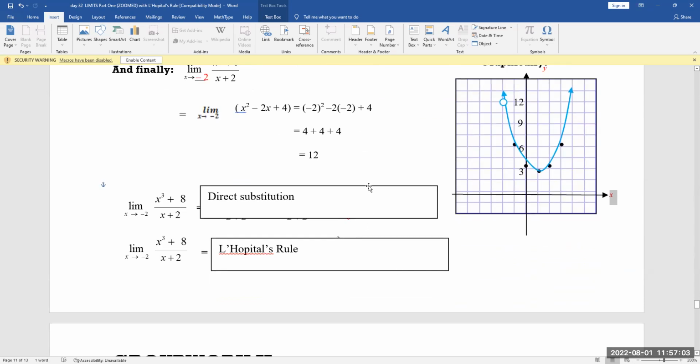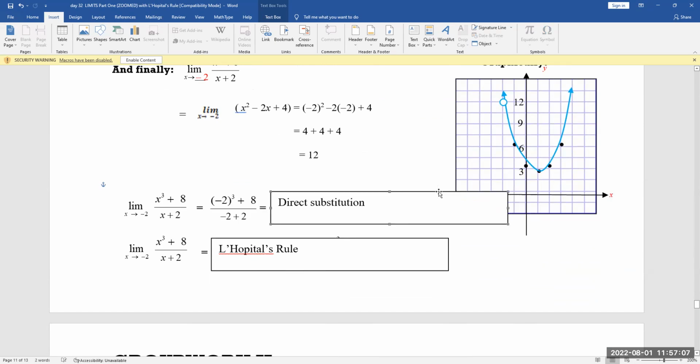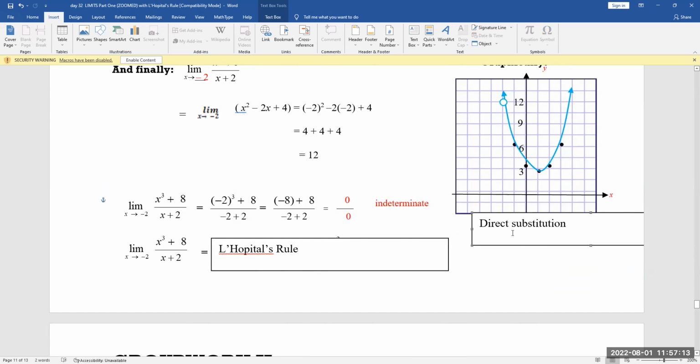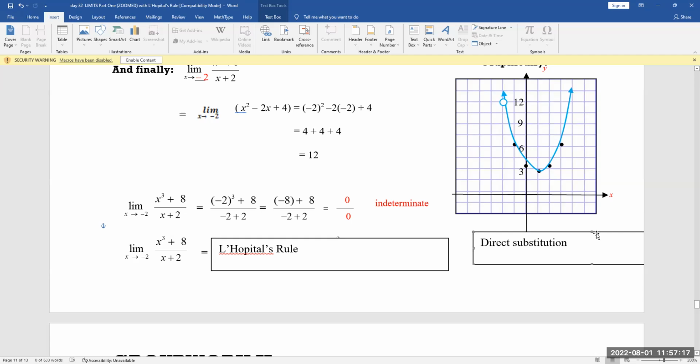If we directly substituted in -2 to begin with, you get -8 plus 8 over -2 plus 2, which is 0 over 0, which is indeterminate. But L'Hopital's rule says we can determine the answer if we take the derivative of the numerator and the derivative of the denominator.